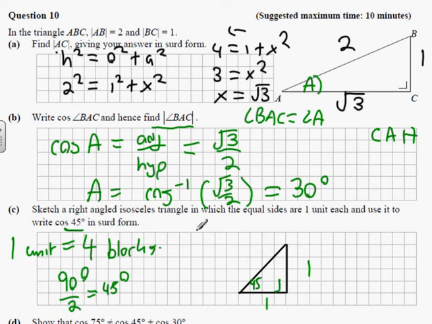Now that we've decided that's 45, what can you tell me about the hypotenuse of this triangle? We have to find cos, and cos 45 is adjacent divided by hypotenuse. Does everybody agree with that? How do you find the hypotenuse of this triangle?